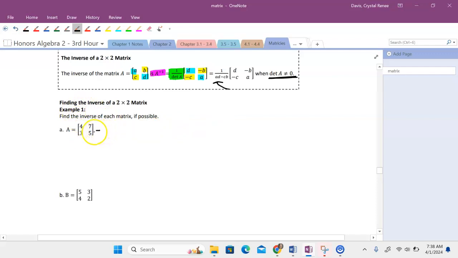Okay, so the inverse matrix is going to be 1 over its determinant times my D and my A flip spots, so D, A, and then my negative B and negative C go here. Okay, I got that straight from this right here. All right, so this is going to equal 1 over, remember my determinant can be found by 4 times 5 minus 7 times 3.